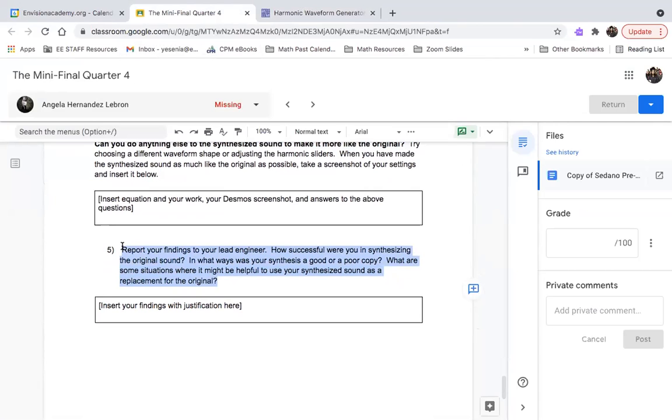It says, let's just imagine you're working at Sony, the sound company. You're gonna report your findings to the lead engineer. You're just gonna analyze how successful you were in recreating your original sound. So that's the first question. Second question, in what ways was your copy a good or poor copy? And what are some situations that it might be helpful to use your synthesized sound to replace something that was original? So that's pretty much it. It's pretty open-ended for number 5. Just make sure you answer each question. You pretty much can't be wrong with it.